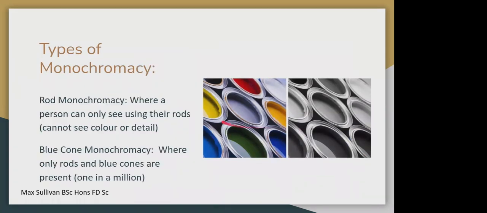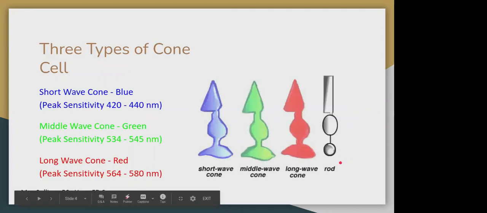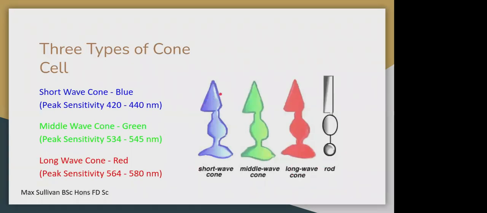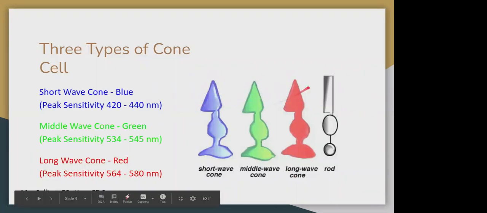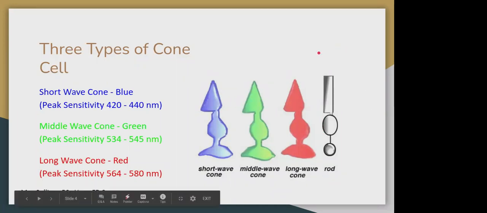Right. So the types of monochromacy itself, we've got rod monochromacy, and this is where a person can only see using the rods, therefore they can't see in any color or detail. We looked at the rods and cones last week, and we've discussed it a little bit today as well. So these cones aren't working at all, and they're only seeing with their rods, which see in black and white, essentially in dull conditions. So any real color or detail, they would really struggle with, unfortunately.